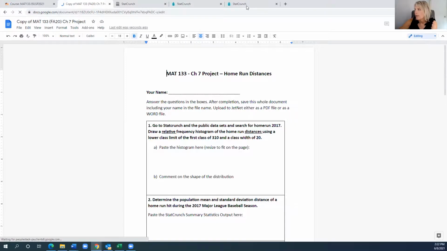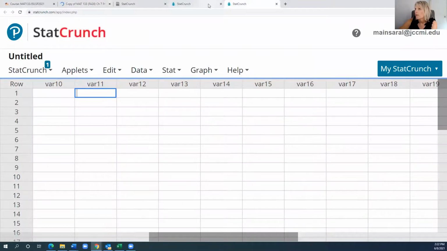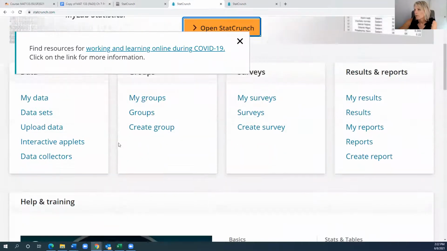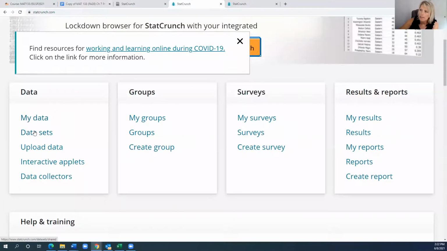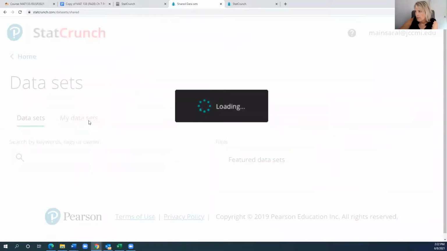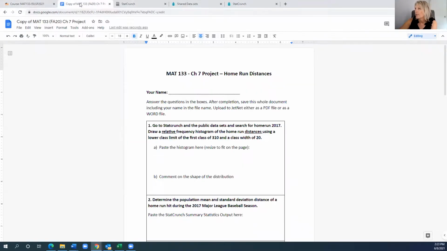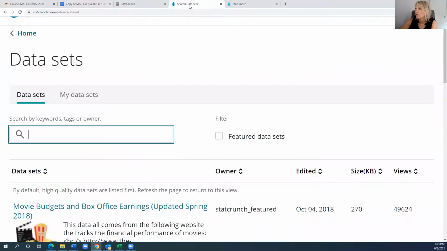So when you go into StatCrunch, you're going to go from this screen right here, and you're going to click on not my data, but on data sets, and it should come up with the public ones, and you're going to search for the one that says home run distances. So let's do that together. Home run distances.